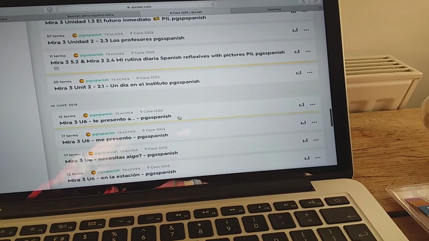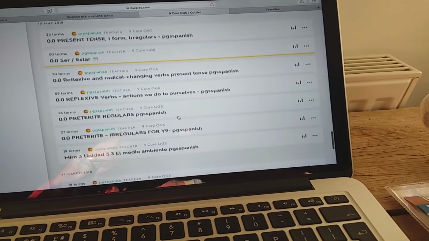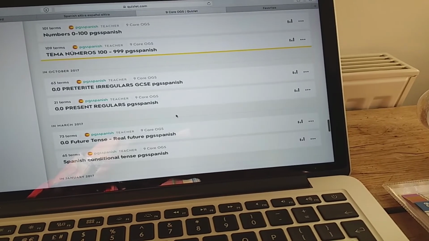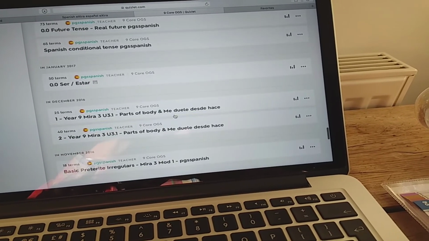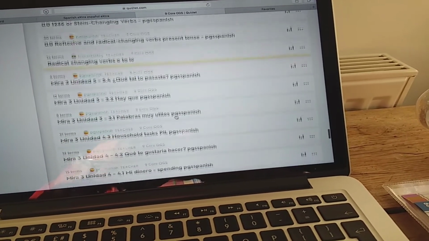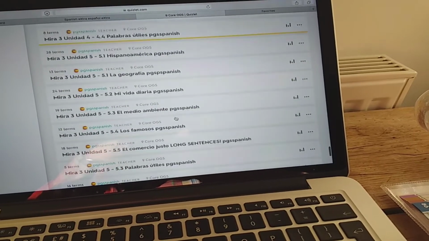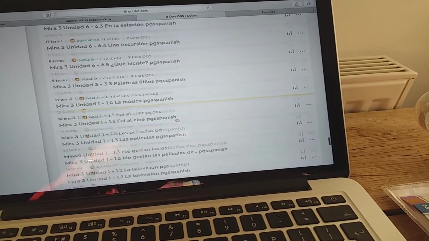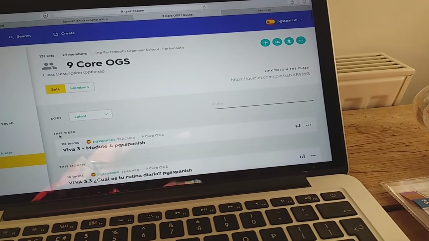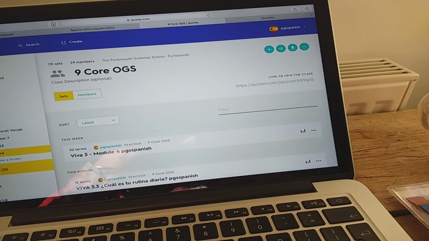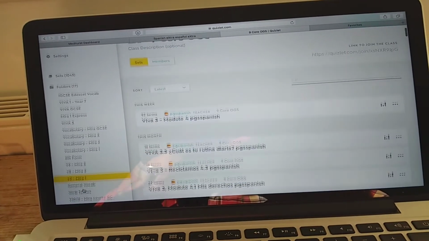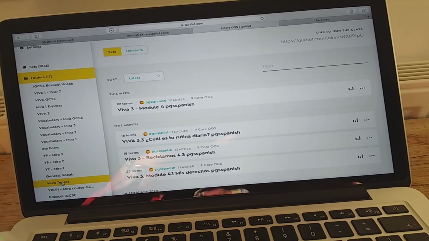Un segundo, chicos. ¿Dónde está? ¿Dónde está? Future tense. Oh, caramba, no lo encuentro en ningún lado. Okay, so I'm going to upload that for you now. Okay, so I'll just pop that. Here we go, verb tenses.